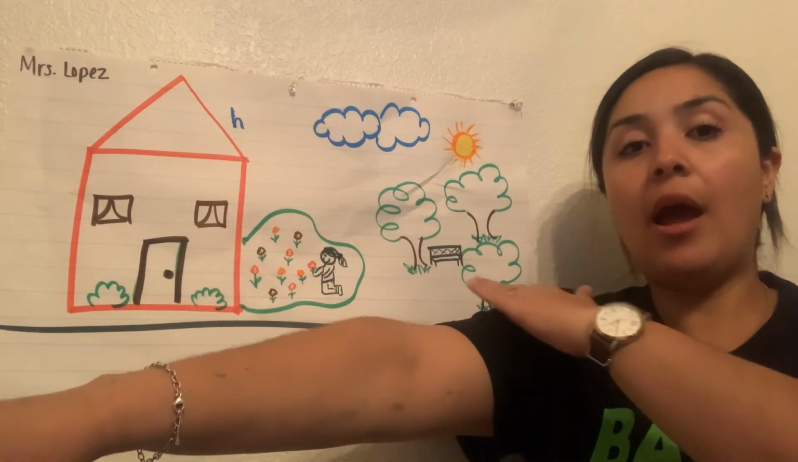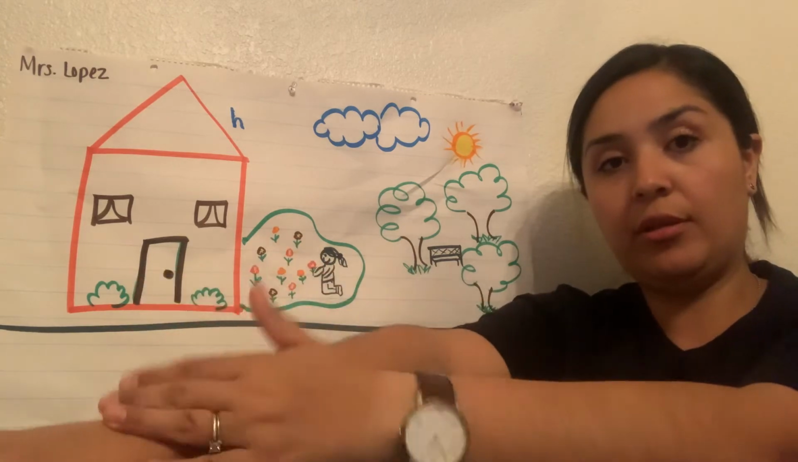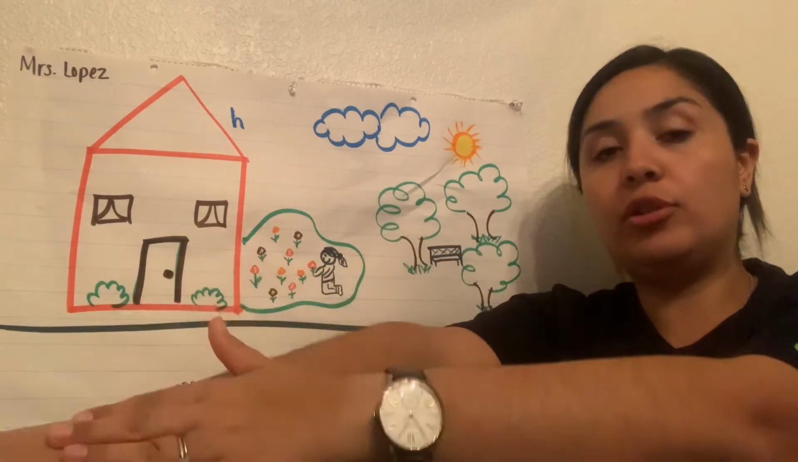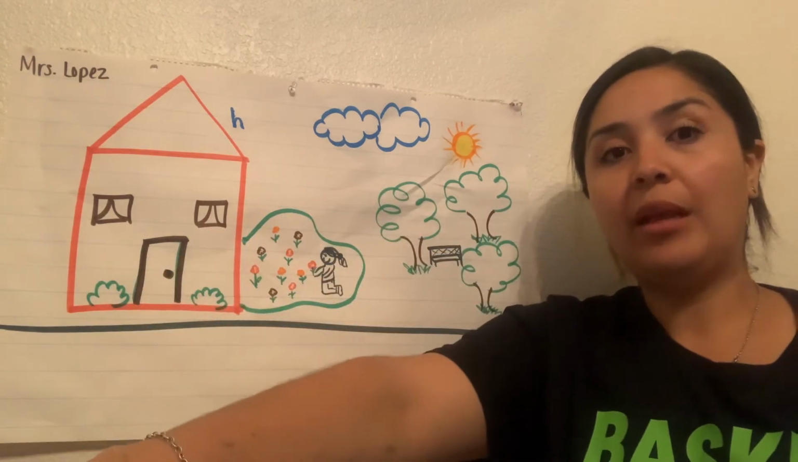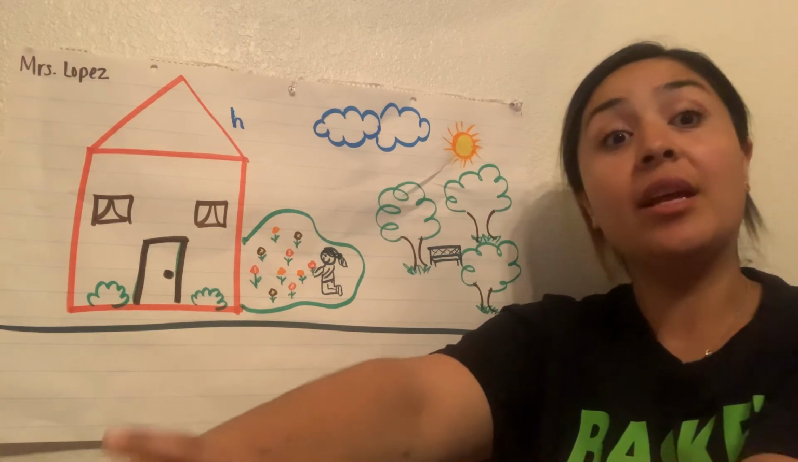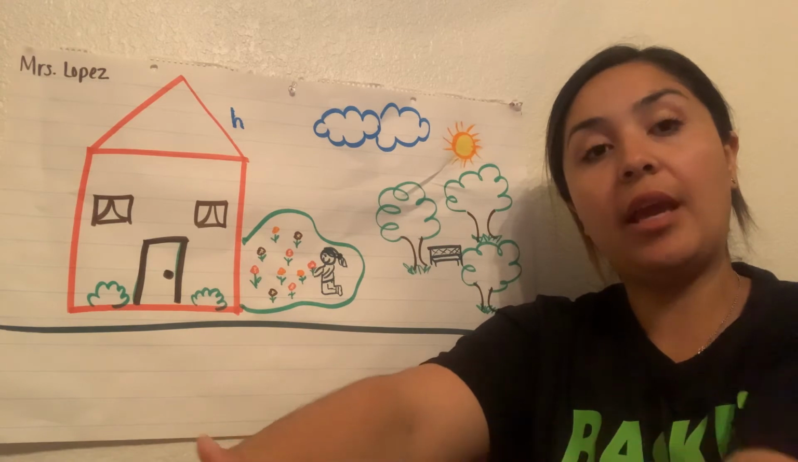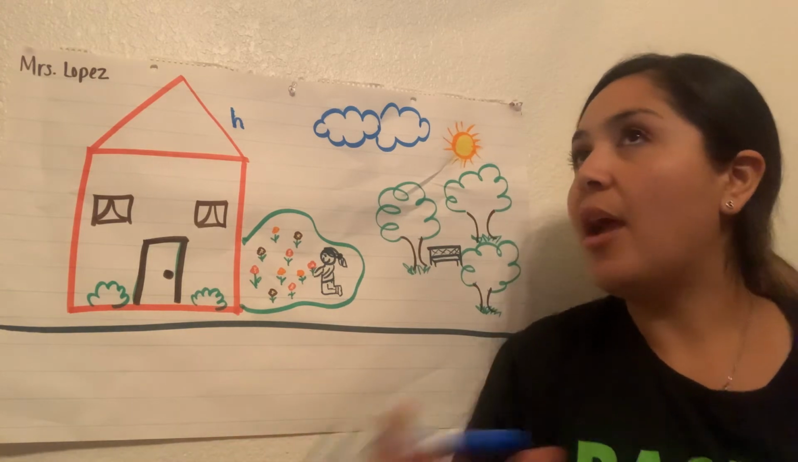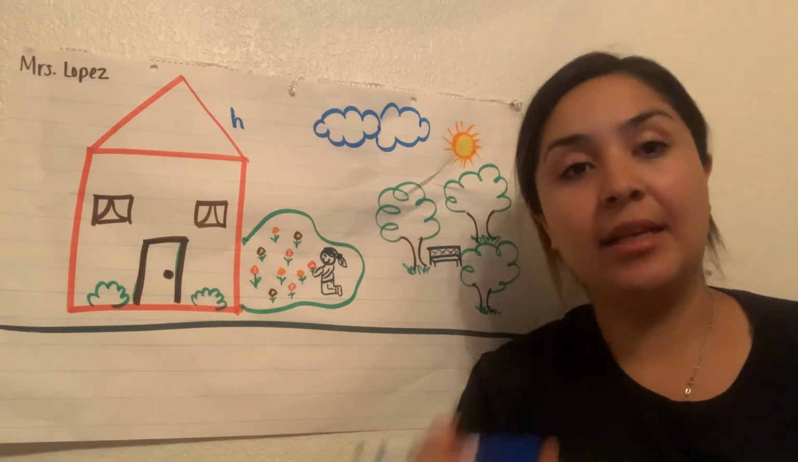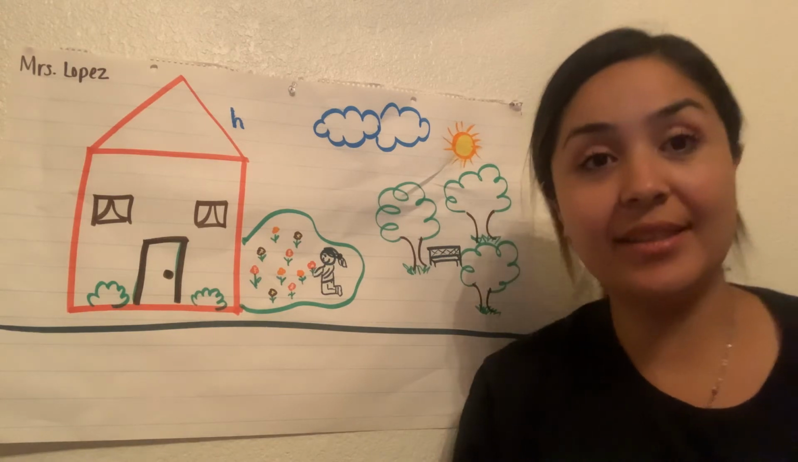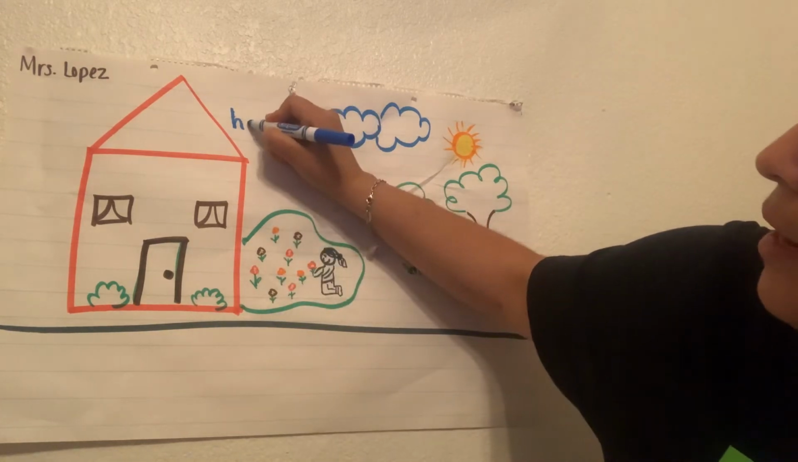So, house. I heard the S sound, right? House, okay? I heard the S, and what letter makes the S sound? The S. Yeah, so I'm going to go ahead and label house.